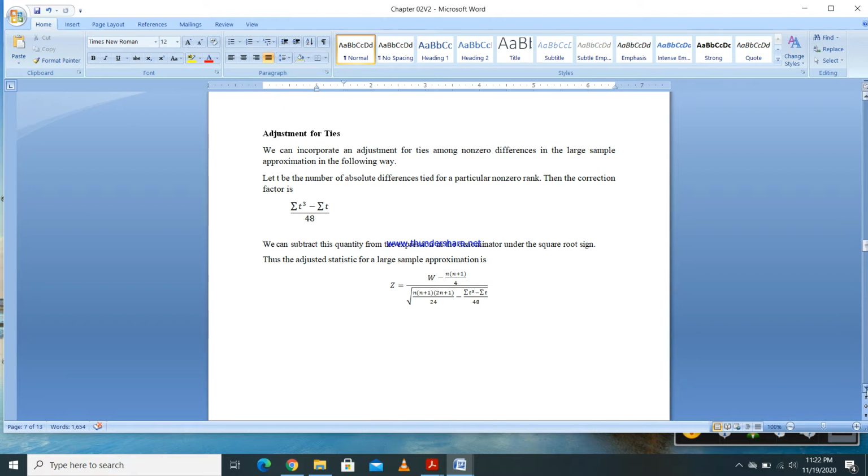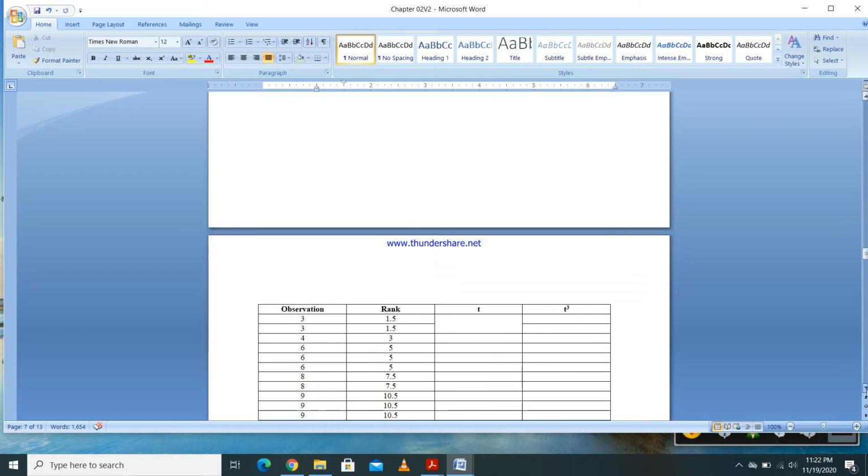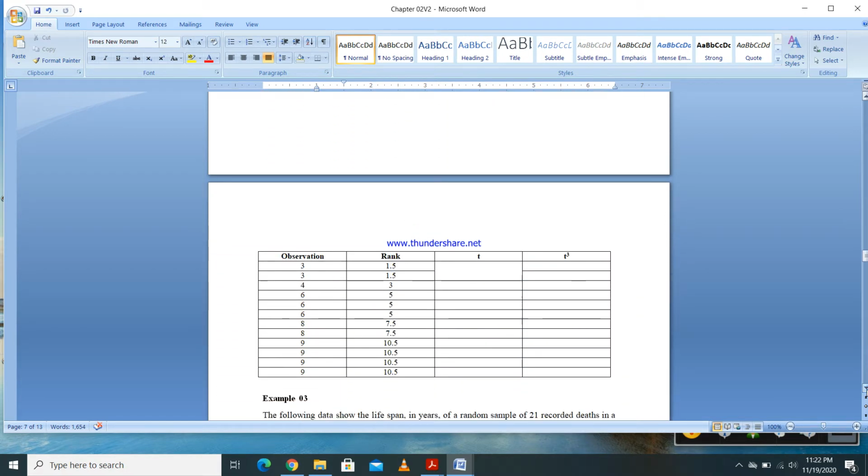I will explain this using an example. Let's say this is your data set. You can see you have 3, 3, 4, 6, 6, 6, so you have the same number repeating. Observation 3 is repeating 2 times. If you take 6, it's repeating 3 times. If you take 8, 2 times. If you take 9, you have four 9s. So you have repeated observations.